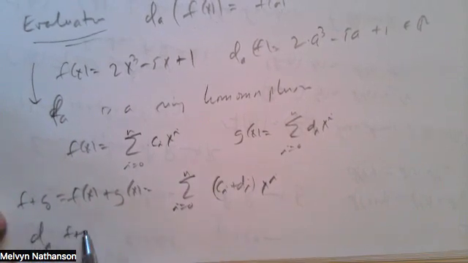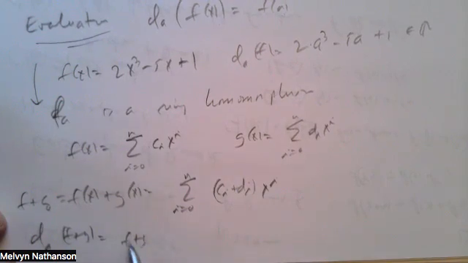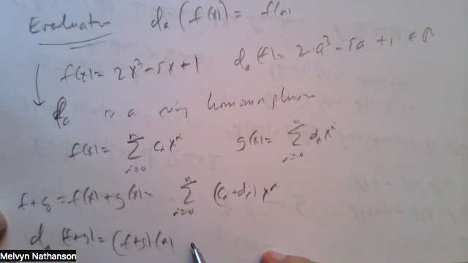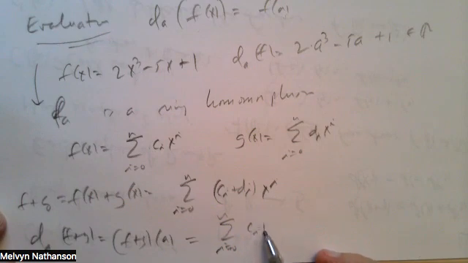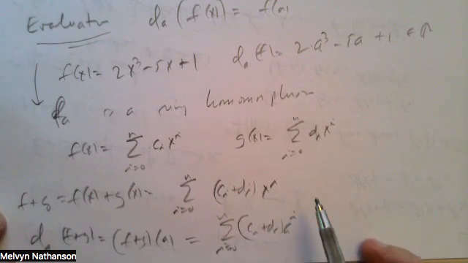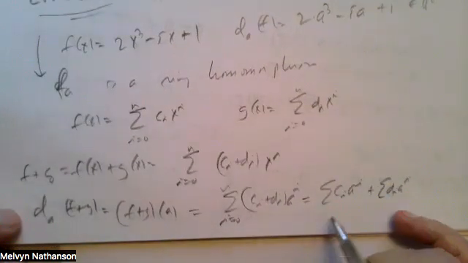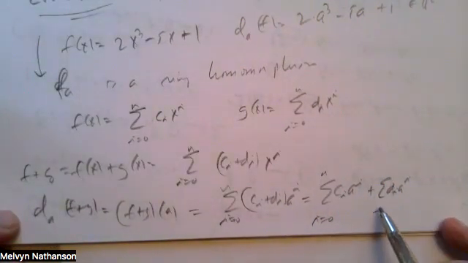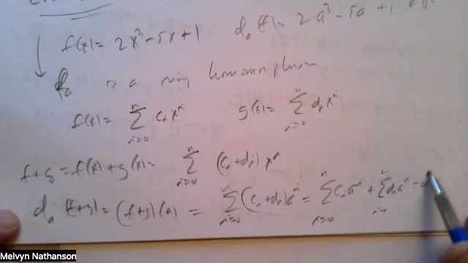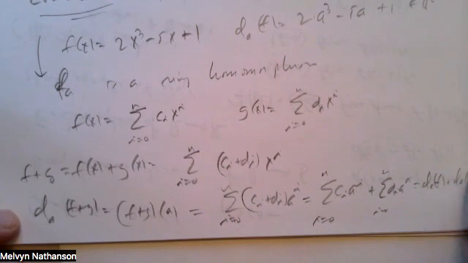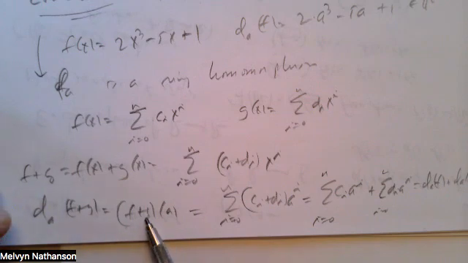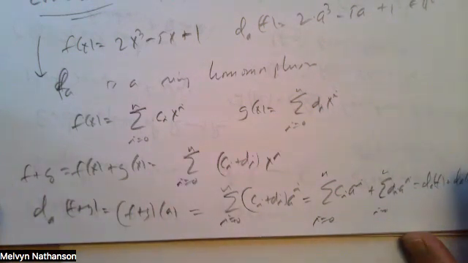So phi sub a of f plus g is f plus g evaluated at a. That's the summation, i goes from 0 to n, of c_i plus d_i, times a to the i. This is just the summation of c_i a to the i plus the summation of d_i a to the i. So this is phi a of f plus phi a of g. So phi a is certainly a group homomorphism under addition from polynomials to the reals when you evaluate at a.